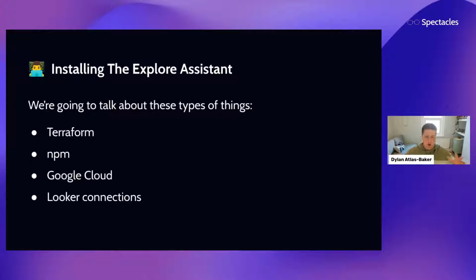I'm about to talk about a whole bunch of things like Terraform, NPM, Google Cloud, connections in Looker, and things like that. If you are not familiar or comfortable with those terms, do not worry. I'm going to explain to some degree what they are as we go, but also this is supposed to be a high-level overview, and you will probably still get value from the installation, and it's going to be reasonably quick, and then we will get to further ideas and Q&A at the end.